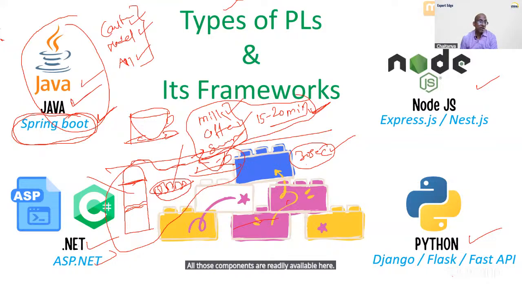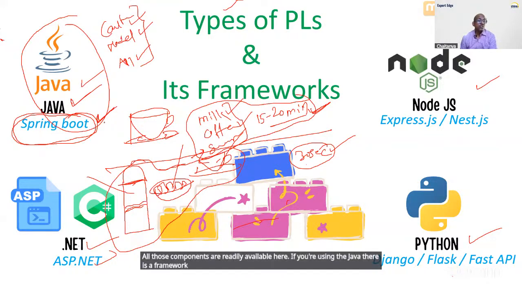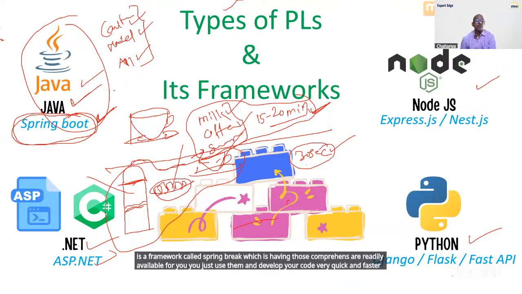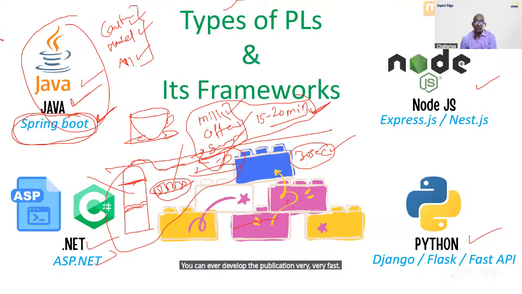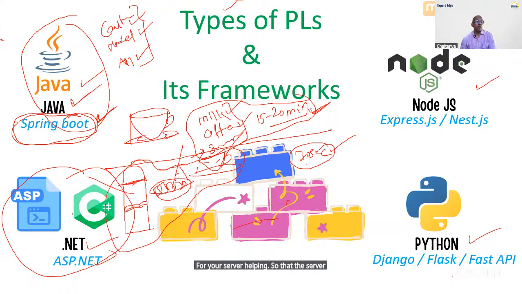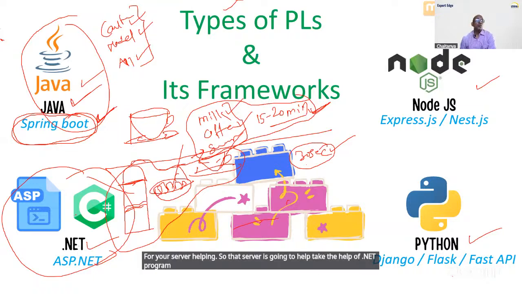If you're using Java, there is a framework called Spring Boot, which has those components readily available for you. You just use them and develop your code much quicker and faster. For example, you choose .NET for your server. The server is going to take the help of the .NET programming language to do step one, like receiving the request, connecting to the database and getting the data, or sending the responses. So there is a framework called ASP.NET.